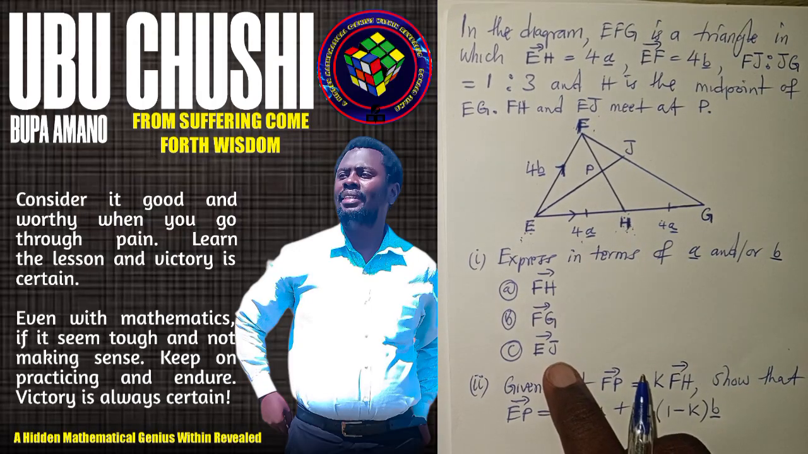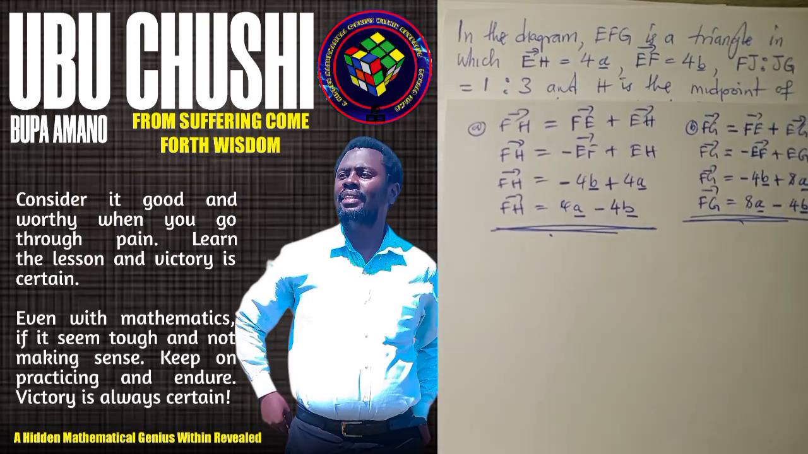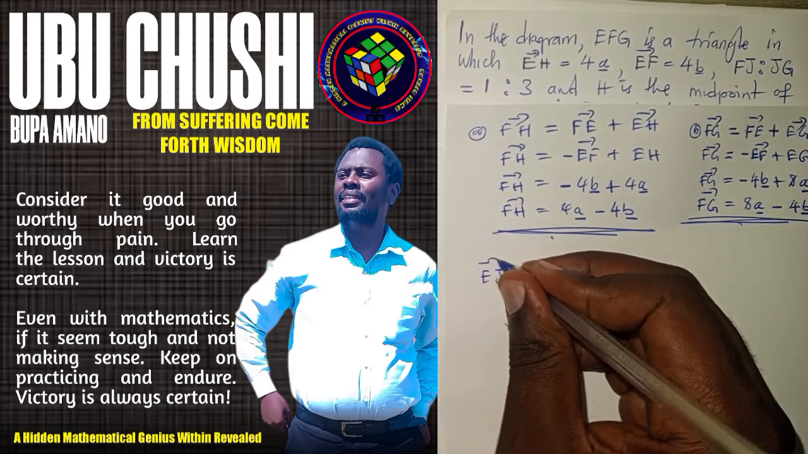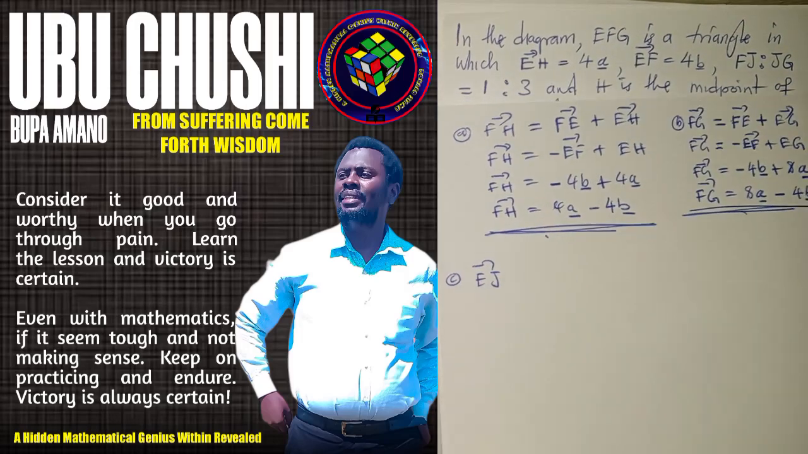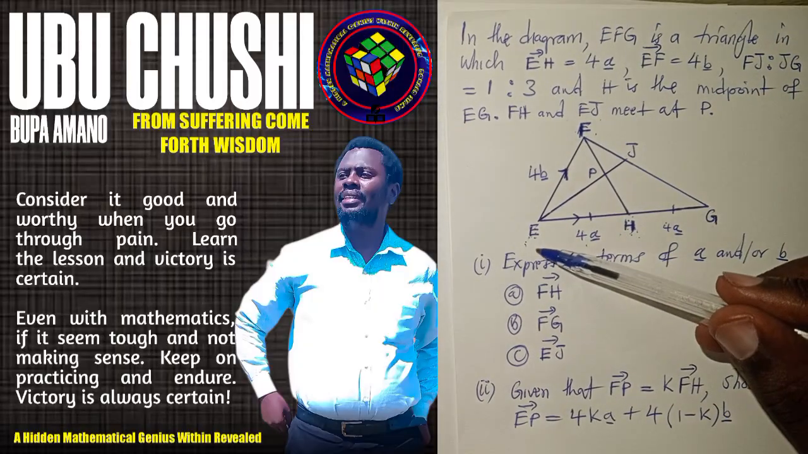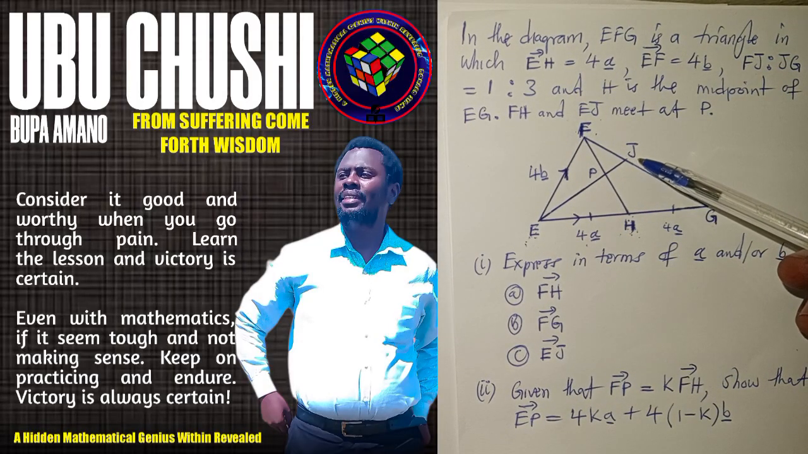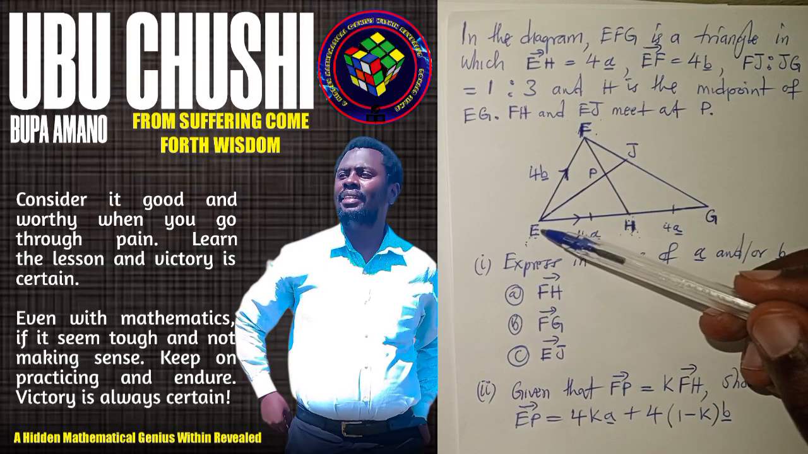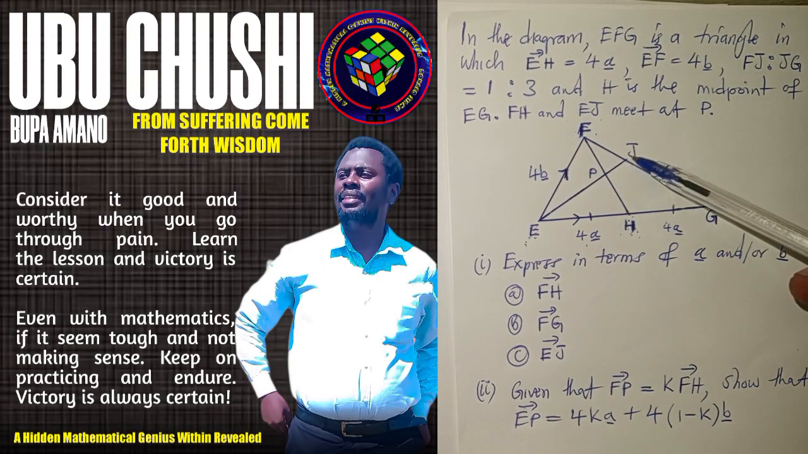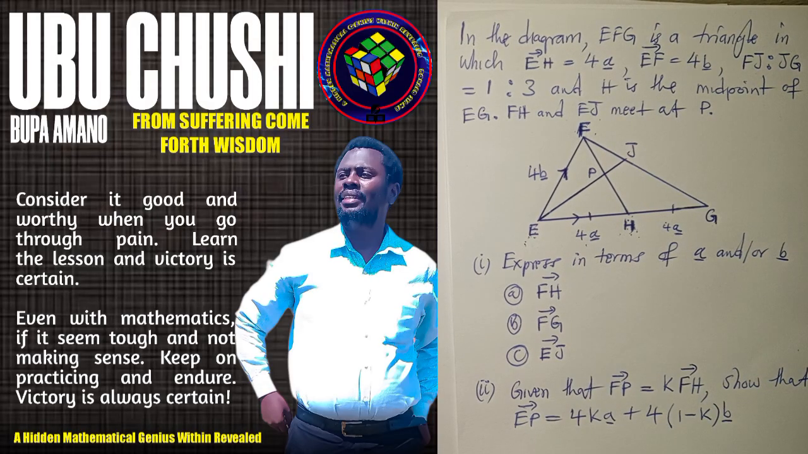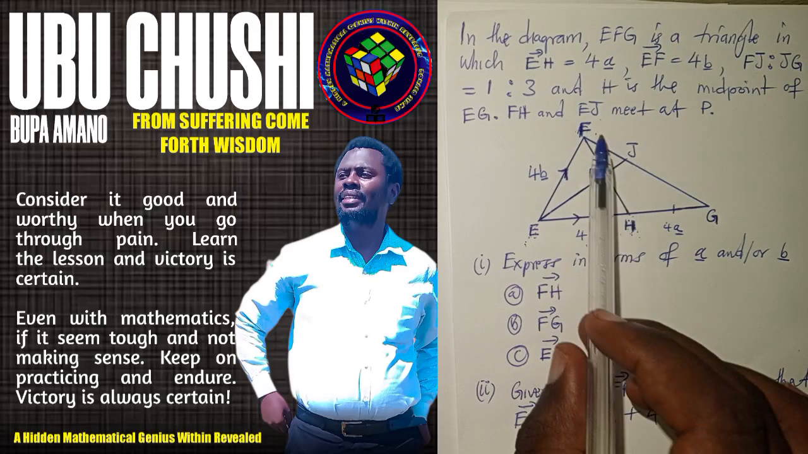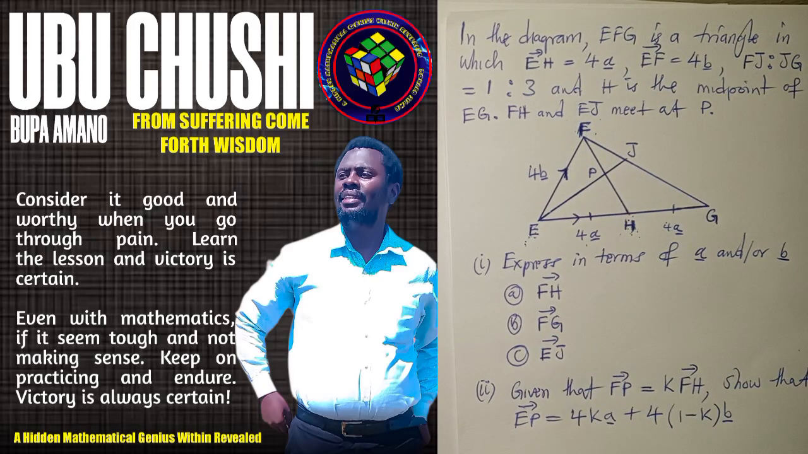Next, we have EJ, from E to J. Which route can we take? We can have EF plus FJ, or EG plus GJ. If you take this route, EF plus FJ, we need to have FJ. So how are we going to get this FJ?